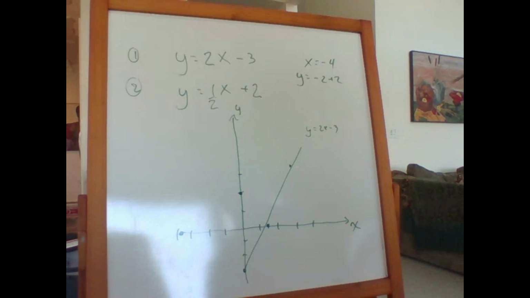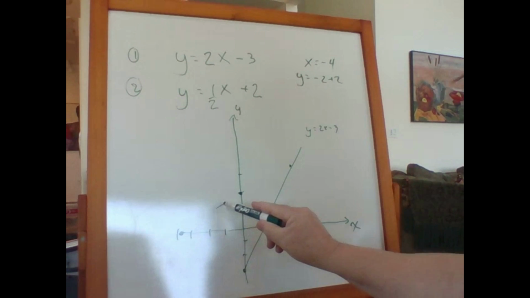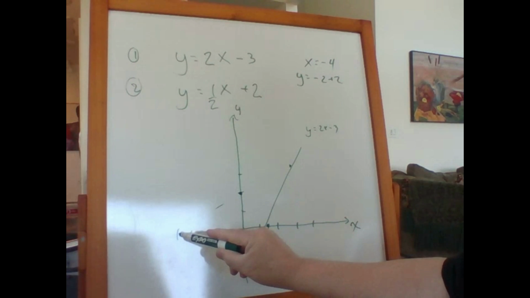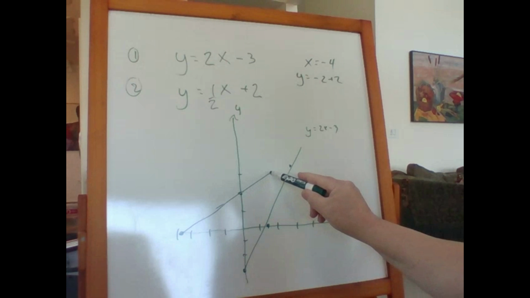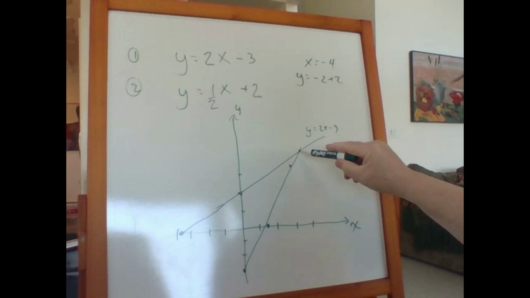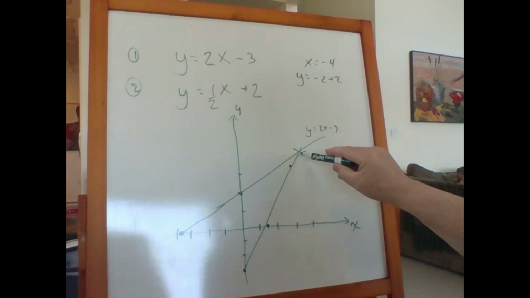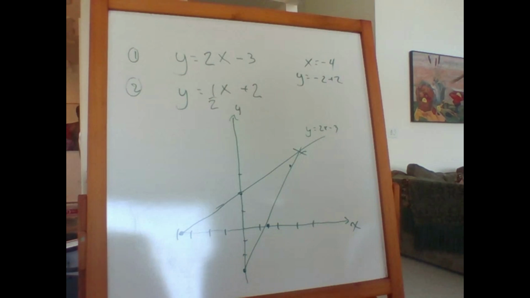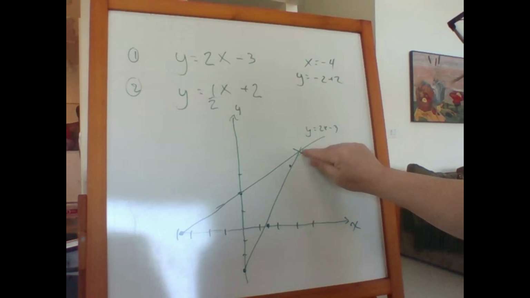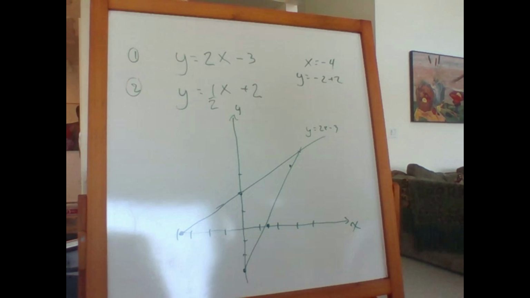And you can already see that when I connect these lines, they're going to cross at some point right there. So you can see these lines are not parallel, and they're going to intersect at some point.